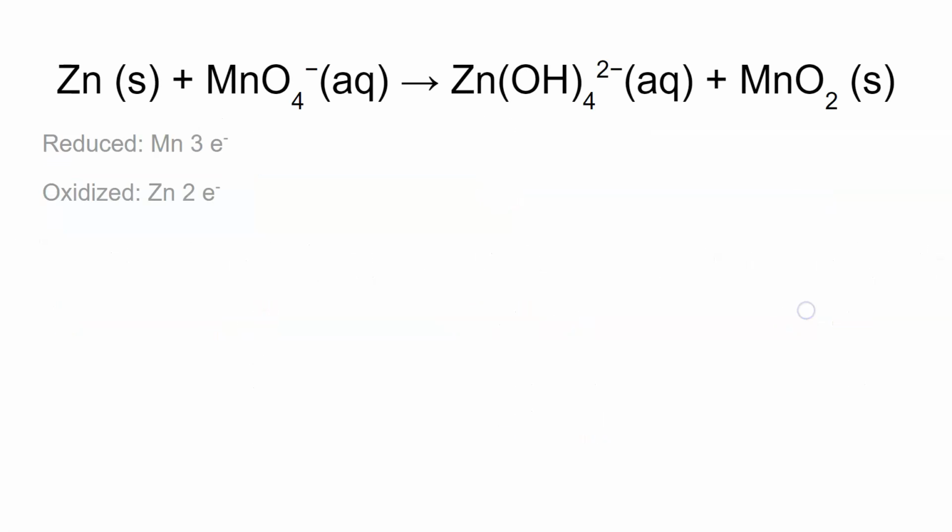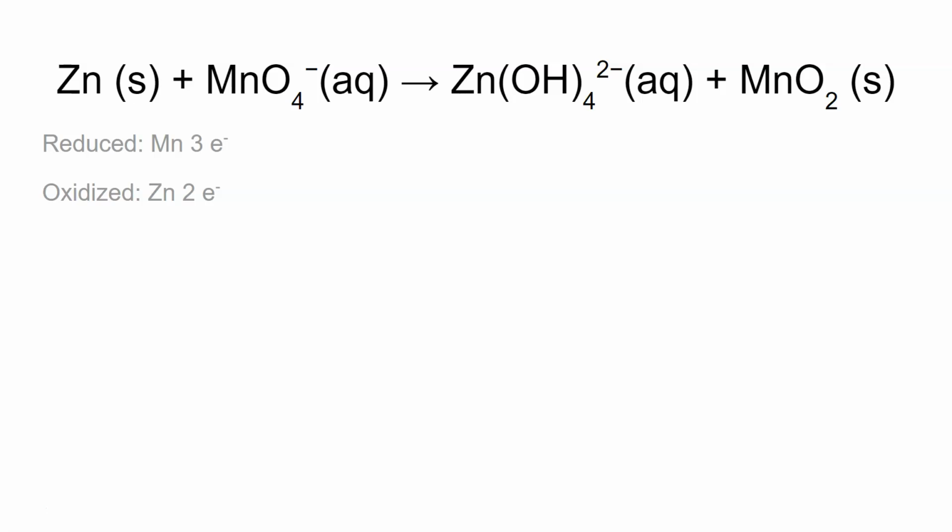Now I've summarized what we learned from the previous slide here, so we can use it to proceed. Also noting that manganese was reduced because it was gaining electrons, whereas zinc was losing electrons and therefore being oxidized.